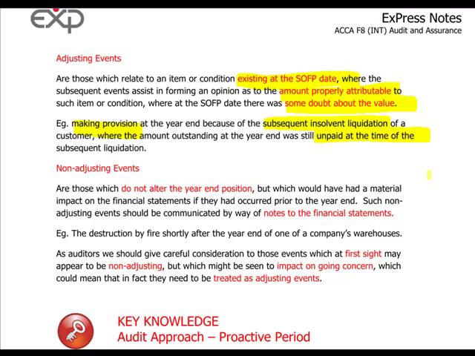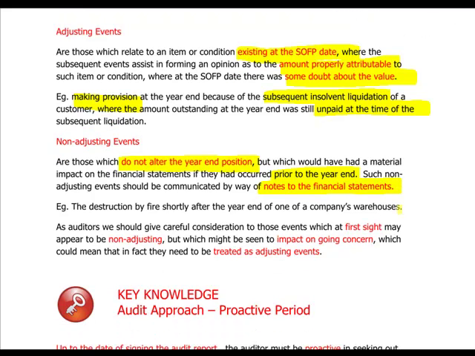Non-adjusting events are the ones that do not alter the year-end position, but which would have had a material impact on the financial statements if they had occurred prior to the year end. Yes, but they do not alter because there were no indications of these events before the year end. These events are usually communicated in the notes to the financial statements. For example, destruction by fire of a warehouse.